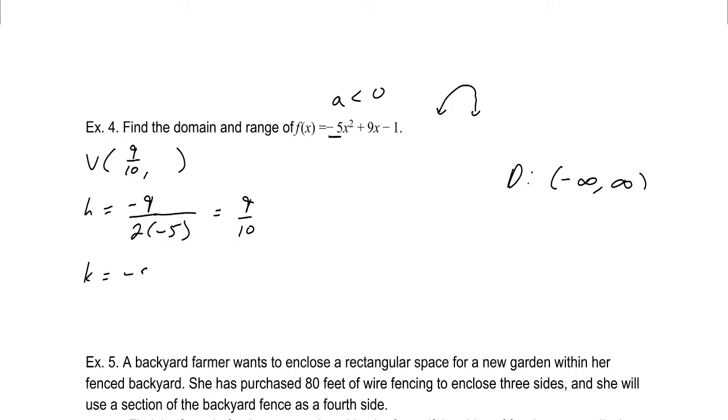Let me go ahead and write out what I did there. Negative 5 times 9/10 squared plus 9 times 9/10 minus 1, that's 61 over 20.